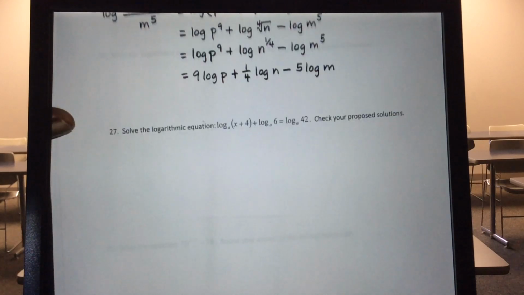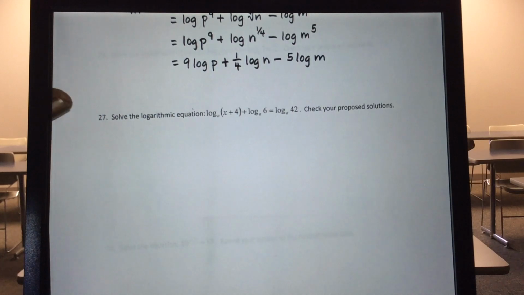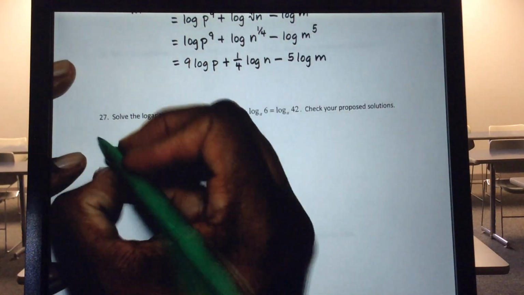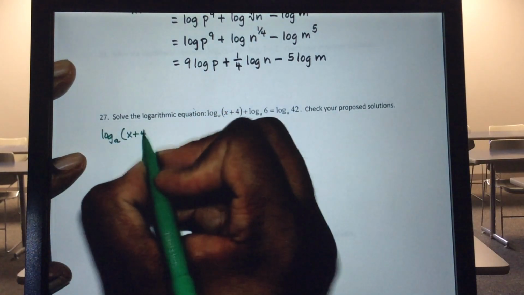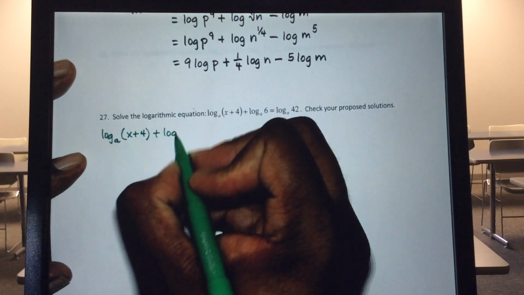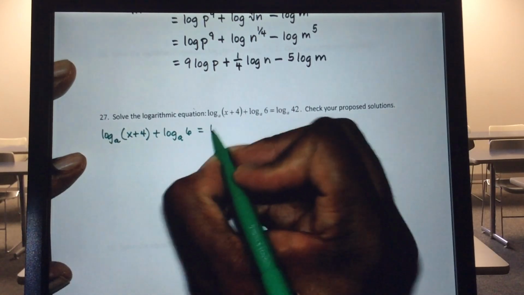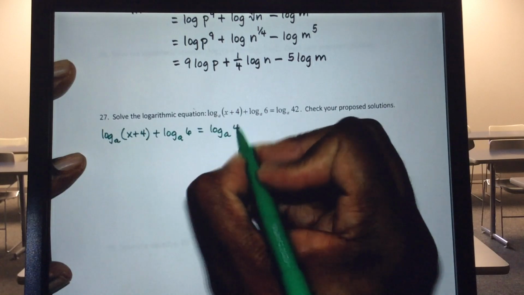Number 27 is a logarithmic equation. So here you're going to solve log to the base a of x plus 4 plus log to the base a of 6 equaling log to the base a of 42. And you're going to have to check your proposed solutions. So it is important that you do the check. So here we got log to the base a of x plus 4 in parentheses plus log to the base a of 6 equaling log to the base a of 42.